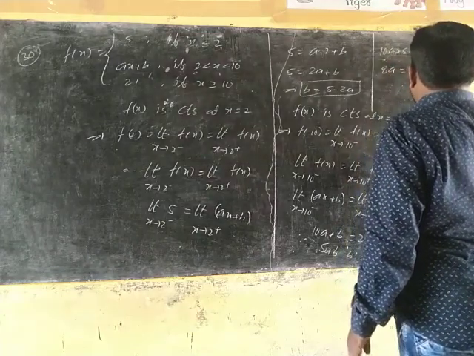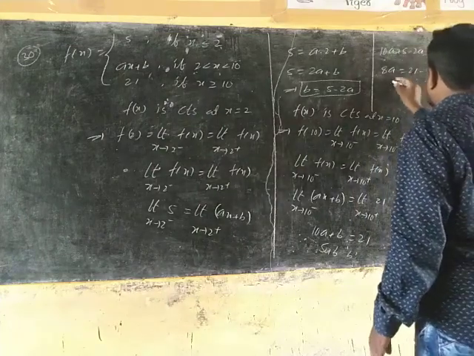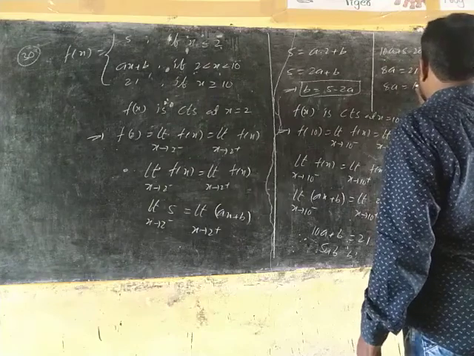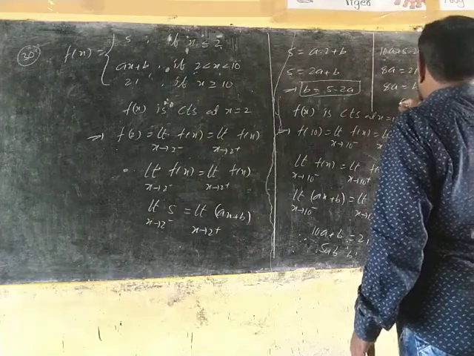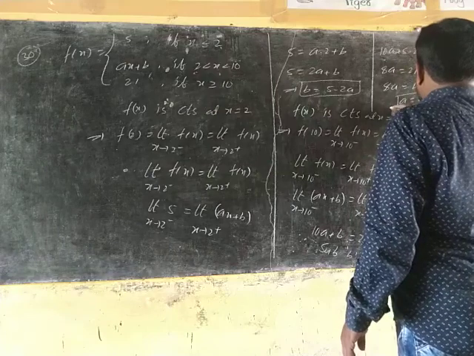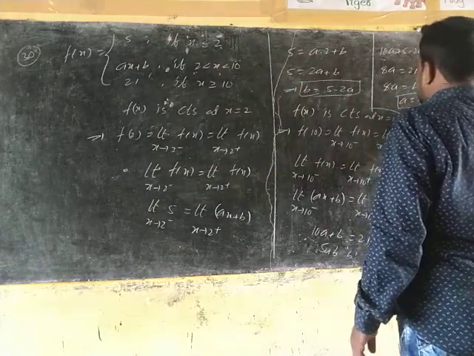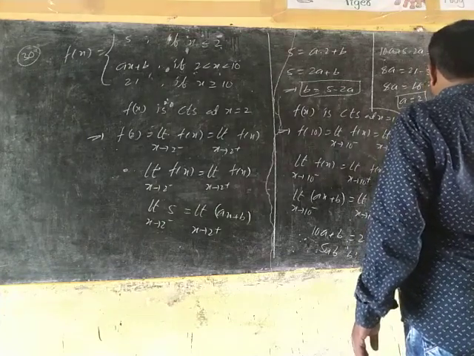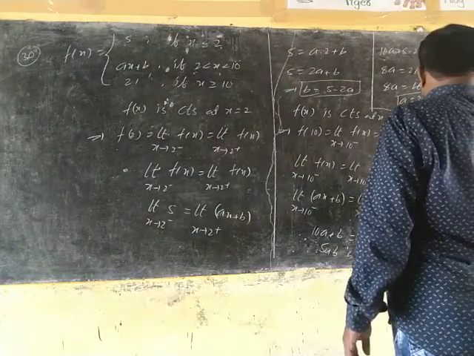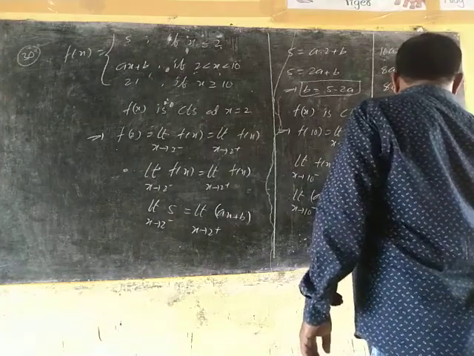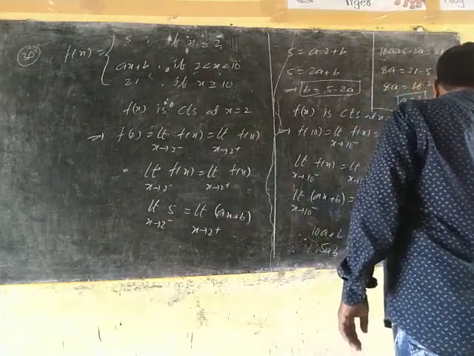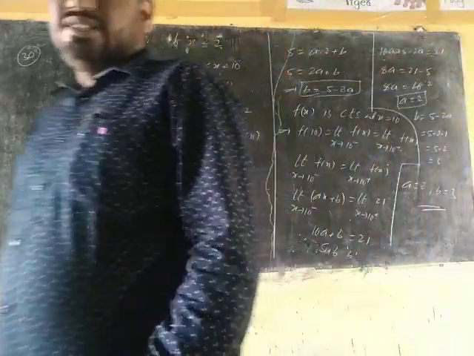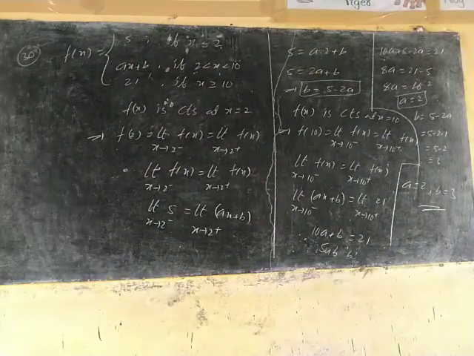21 minus 5, 5 is taken to the right side. 8a equals 21 minus 5, which is 16. 8 ones are 8, 8 twos are 16, so a equals 2. You substitute a equals 2 in b equals 5 minus 2a. That is 5 minus 2 into 1. 5 minus 2 is 3. Therefore, a value is 2, b value is 3 are our answers.